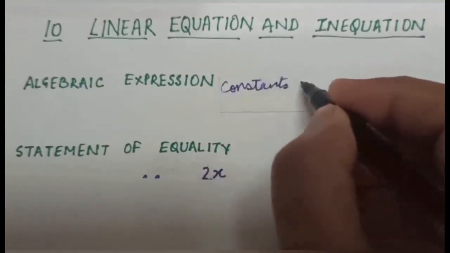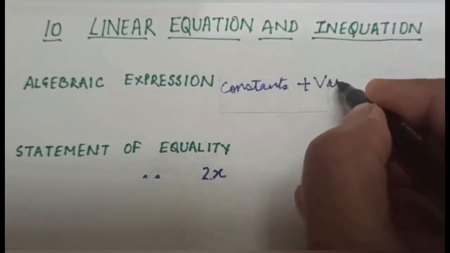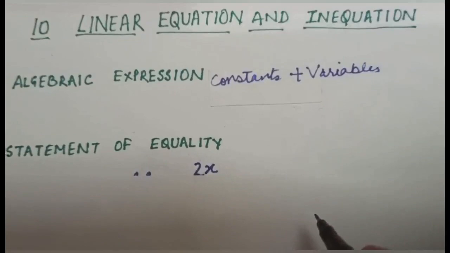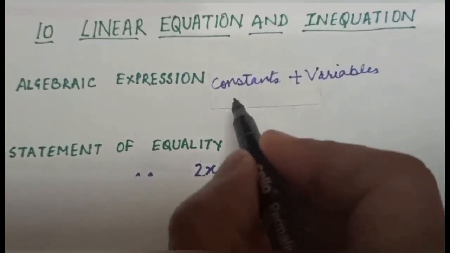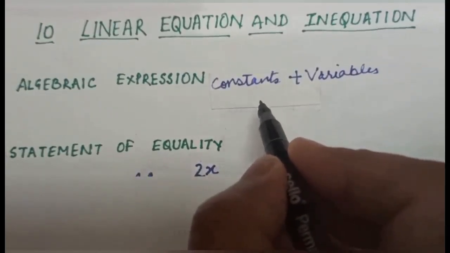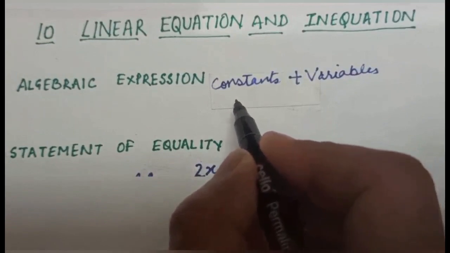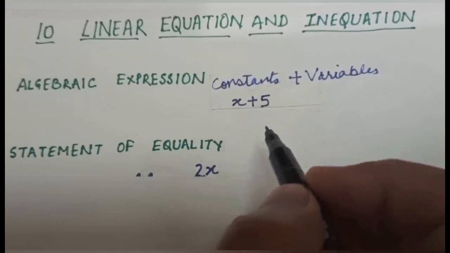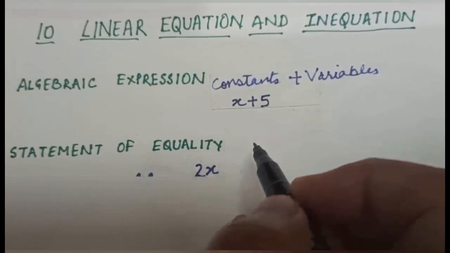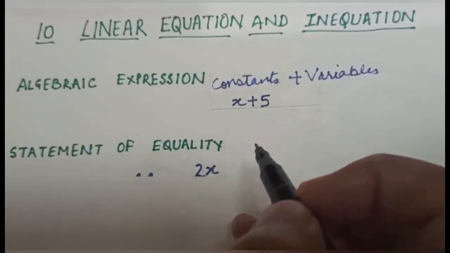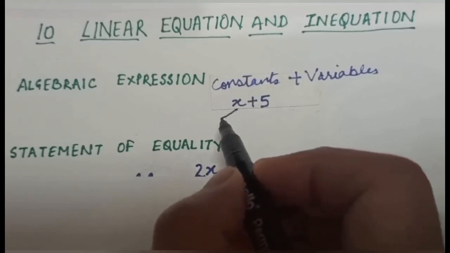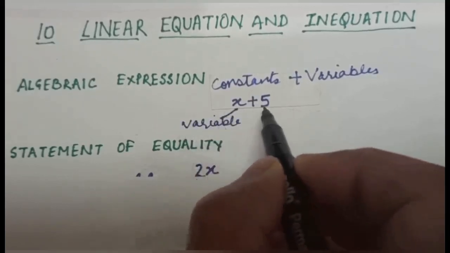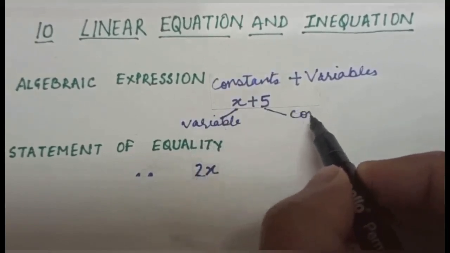Constants and variables. For example, if I say 5 added to a number x, it means our algebraic expression is x plus 5. Alright? So here x is a variable and 5 is a constant.